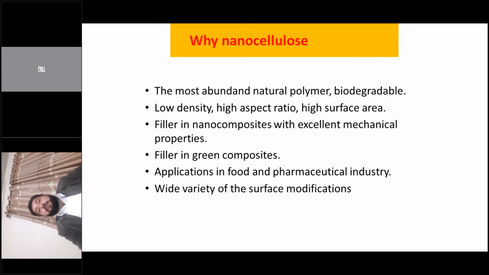They have application in food and pharmaceutical industries. The literature record also revealed that a wide variety of surface modifications of cellulose and nanocellulose have been used in various types of polymers as a filler, and it has endless applications in many industries. Next slide, please.